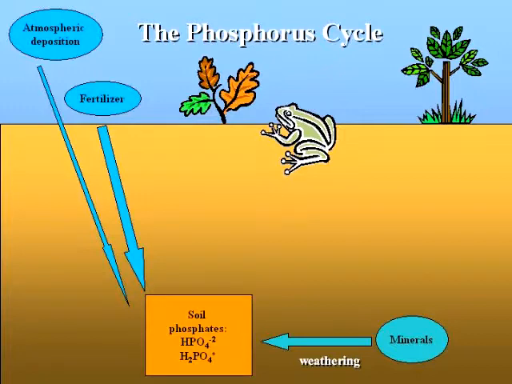And in fact, minerals are the ultimate source for most of the input into the phosphorus cycle. As minerals in soil or minerals in rocks break down, they release phosphorus, which can then become part of phosphorus-bearing compounds like phosphates. Often phosphorus will join with oxygens to form a phosphate ion, PO4.